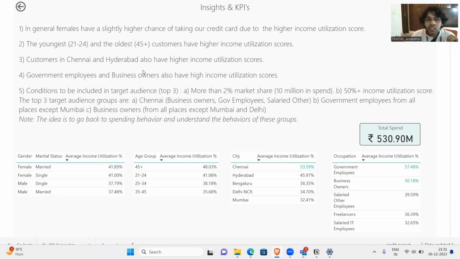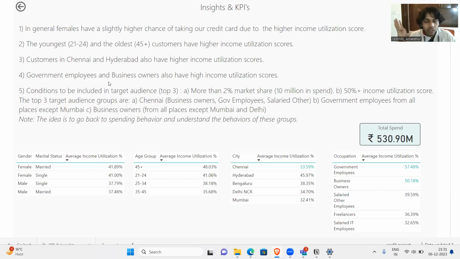Now, thirdly, customers in Chennai and Hyderabad have higher utilization income scores, right? So Chennai has the highest at 53.59, Hyderabad 45.97. So if you want to target regionally, you would prefer to target Chennai and Hyderabad.